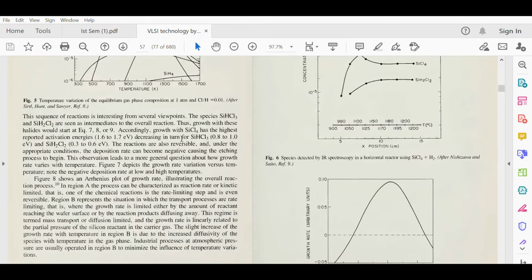So the reactions are also reversible, and under the appropriate conditions, the deposition rate can become negative, causing the etching process to begin. This observation leads to a more general equation about how growth rate varies with temperature.